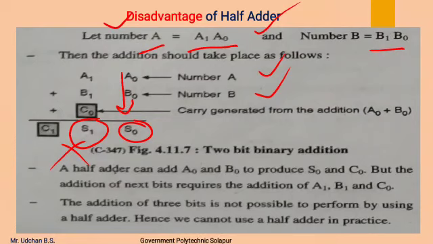From this we can conclude that using a half adder we can add only single bit numbers. We cannot add multiple bit numbers. So to overcome this disadvantage of the half adder, we can use a full adder, which we are going to study further.